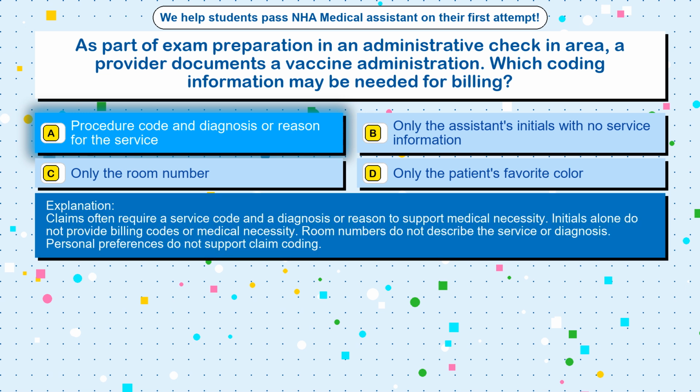Claims often require a service code and a diagnosis or reason to support medical necessity. Initials alone do not provide billing codes or medical necessity. Room numbers do not describe the service or diagnosis. Personal preferences do not support claim coding.